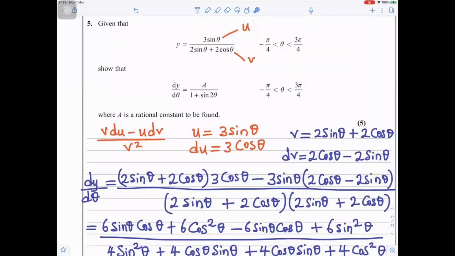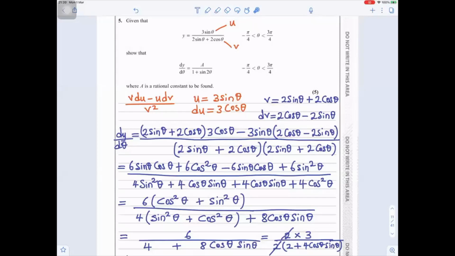Question number 5, given that y is equal to that, show that dy over dx equals a over 1 plus sine 2 theta, where a is a rational constant to be found. What we want to do is differentiate. The numerator we'll call u, and the denominator we'll call v. So we're going to use the quotient rule, and I've written it here: v du minus u dv over v squared.